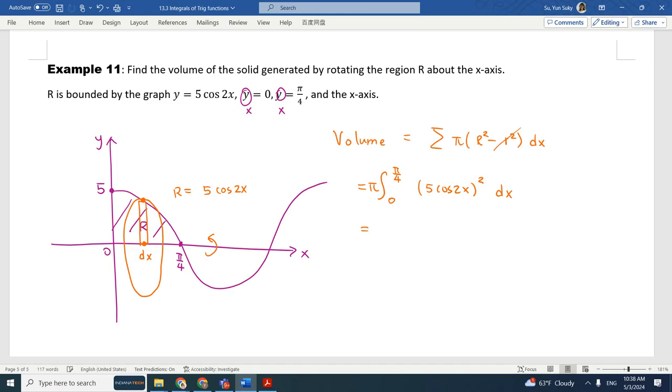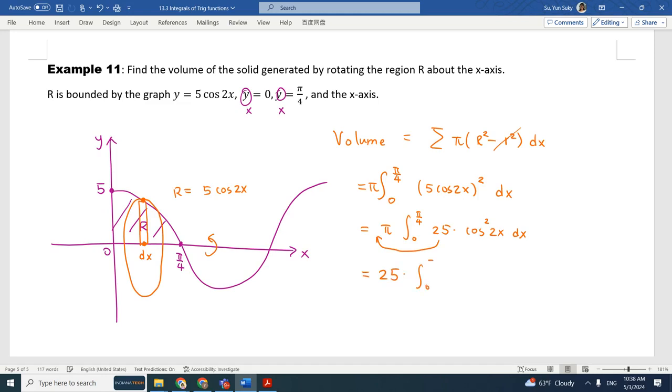All right, let's try to simplify this. 0 to pi over 4. What is 5 squared? 25. And then this is cosine 2x squared dx. Everybody? The 25 we can move in front because it's a number.